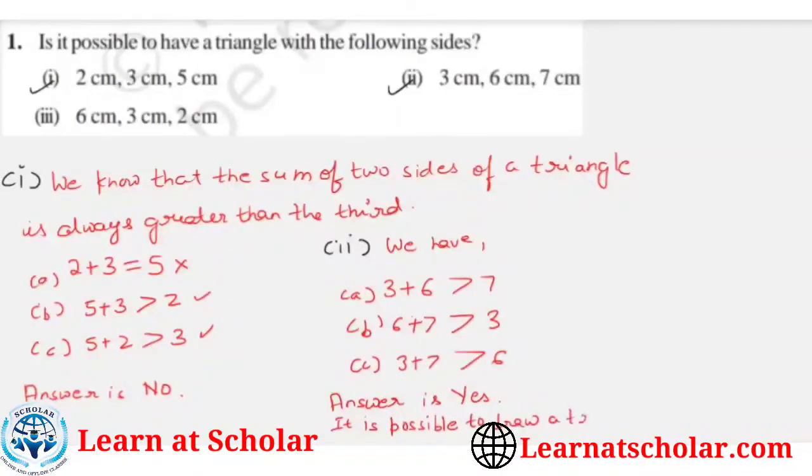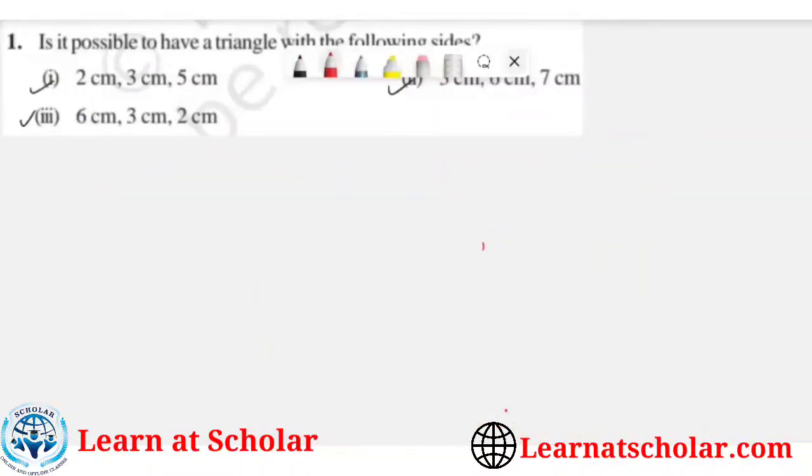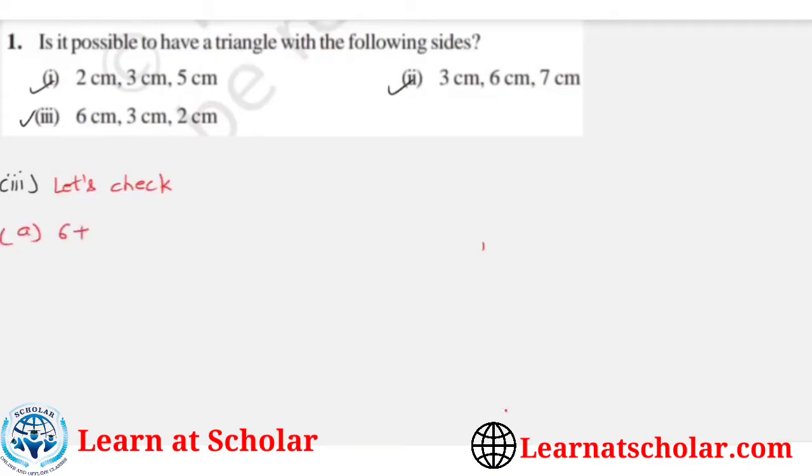You will complete the answer as it is possible to draw a triangle with these sides or these measurements. Now the third one. Three sides are again given. We will add the two sides and find out if it is greater than the third side. Let's check. The first one is A. 6 plus 3 is greater than 2. 6 plus 2 is greater than 3.